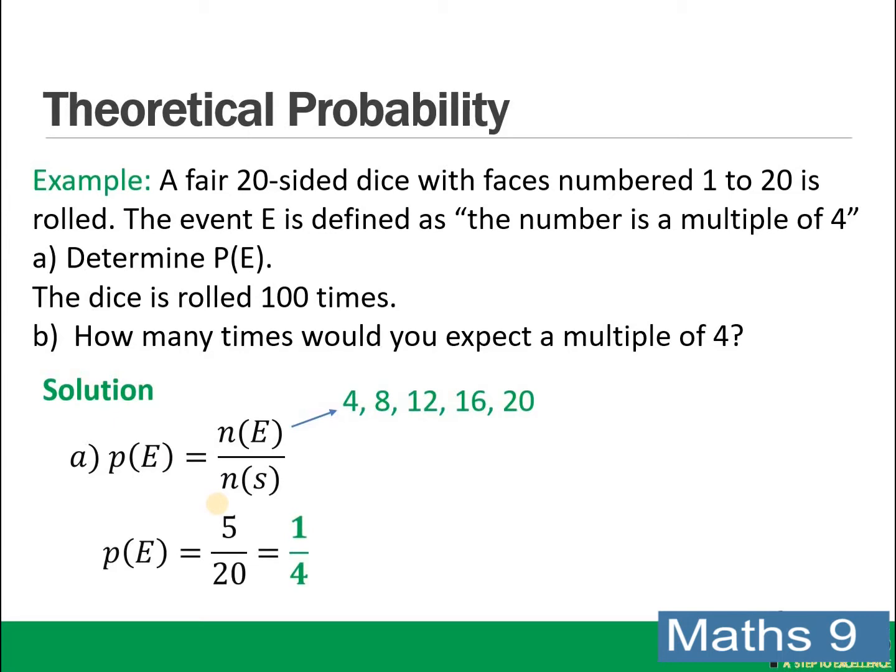For B, we know that a multiple of 4 occurs a quarter of the time. So out of 100 times, we expect it to be a multiple of 4 a quarter of 100 times. And a quarter times 100 is 25.